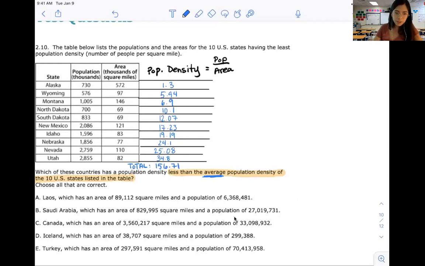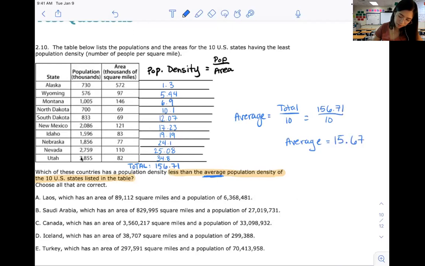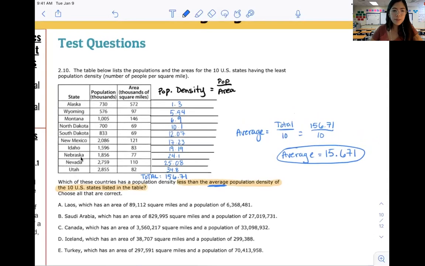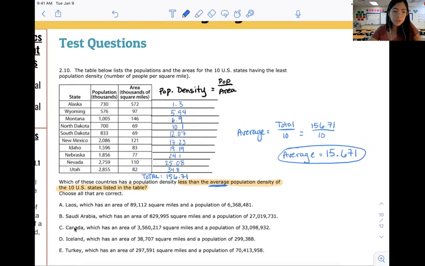Okay, so that's my total. Then that means my average is going to be the total divided by 10 because there were 10 states that we put in. So 156.71 divided by 10, we got 15.671. But we're not done yet, because now we need to see which of these countries has a population density that's less than 15.671.